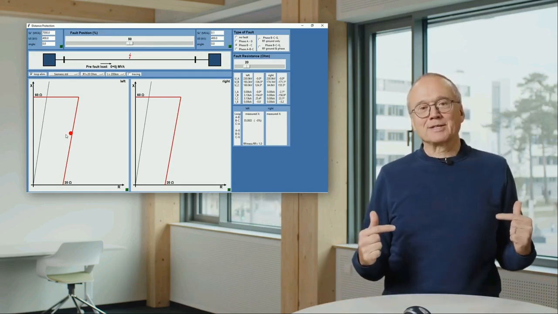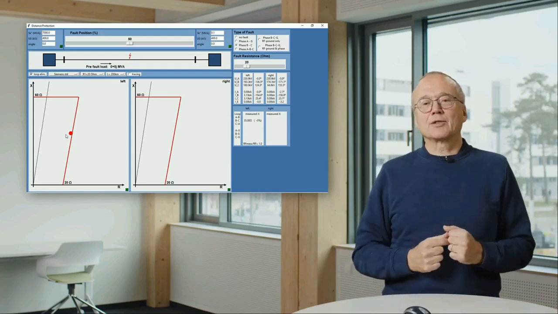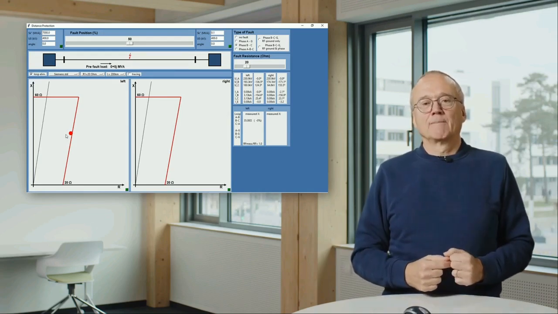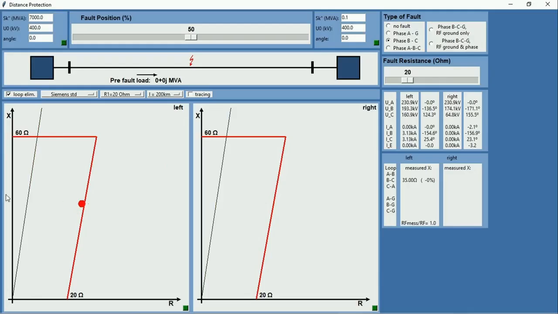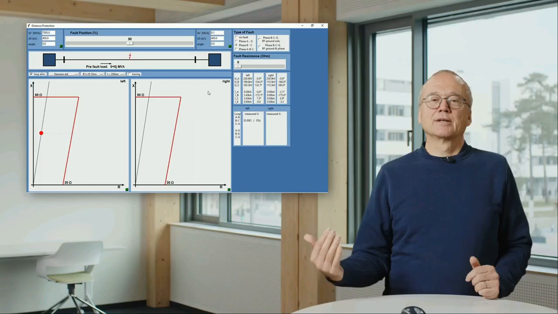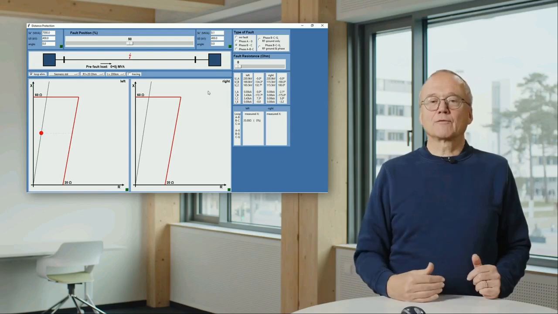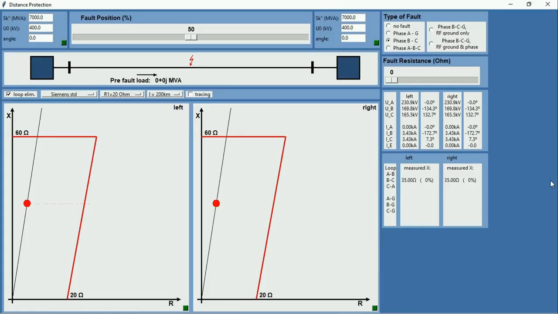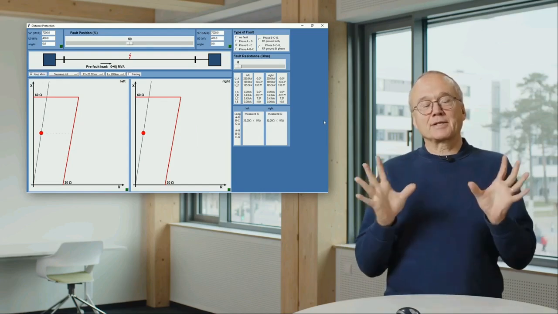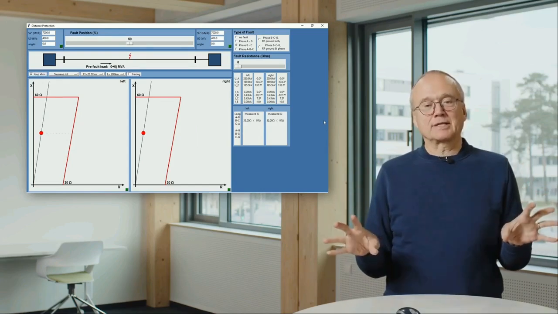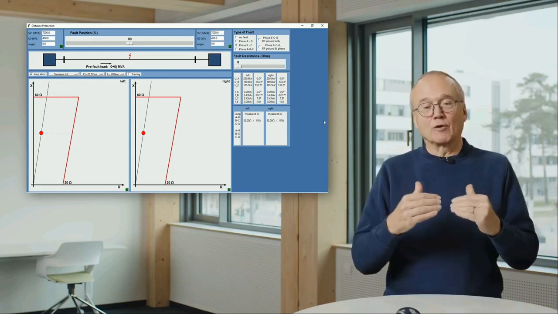Now the next step is, let's reactivate the infeed from the other side. So I will now take the resistance back. I will now add or reactivate the infeed from the other side. Now we have the situation, the fault is again on the middle of the line, but we have current coming from both sides. And as the infeeds on both sides are more or less identical, we are on the middle of the line.